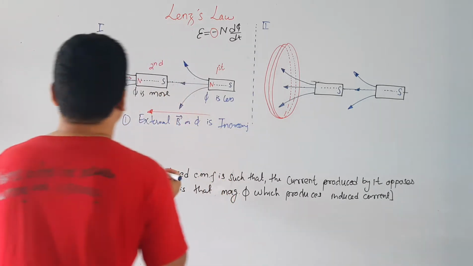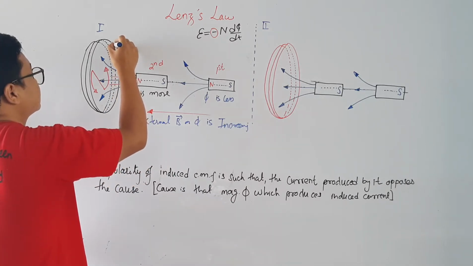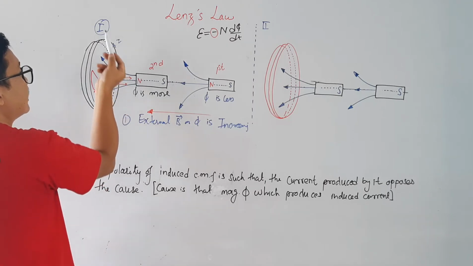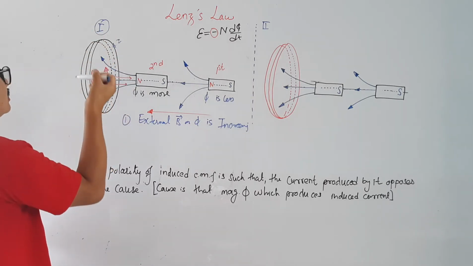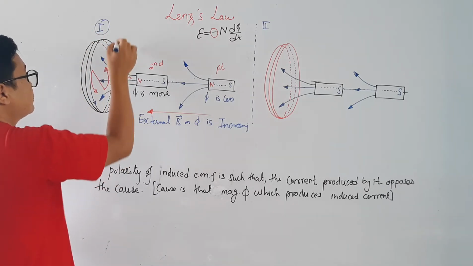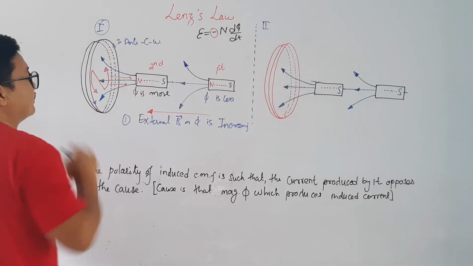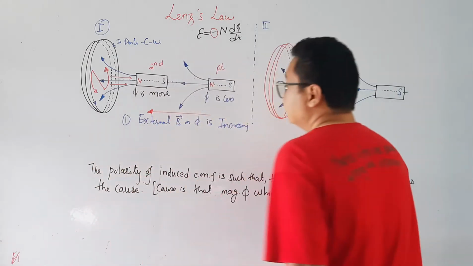Okay, the direction of current is from this direction, 1, not I. It is going from backward and coming towards us like this. So this is the direction of current. So I will write here anti-clockwise direction. Now we see the thing.